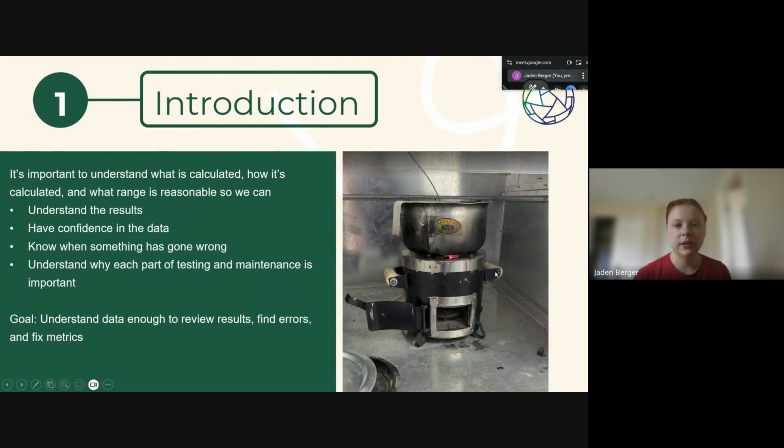It's super important that we understand what we're doing when we're doing our data calculations, understanding how it's calculated, what ranges are reasonable. This means that we can actually understand our results, which means we can have confidence in the data that we're reporting. And that's really important, especially if we're reporting data to clients. We can know when something's gone wrong and then understand what we need to do to fix it.